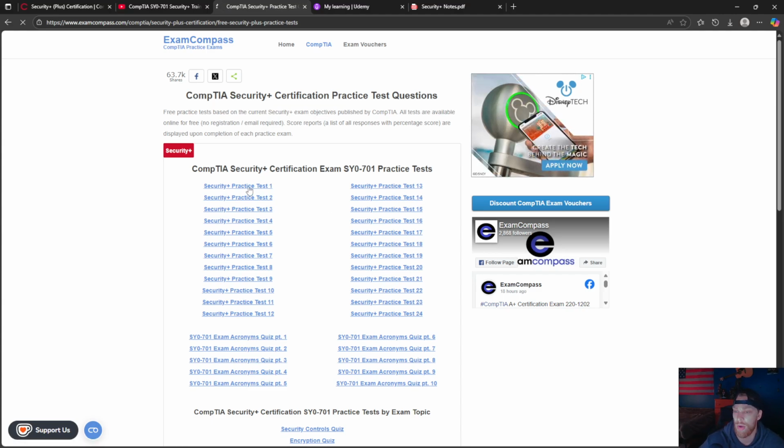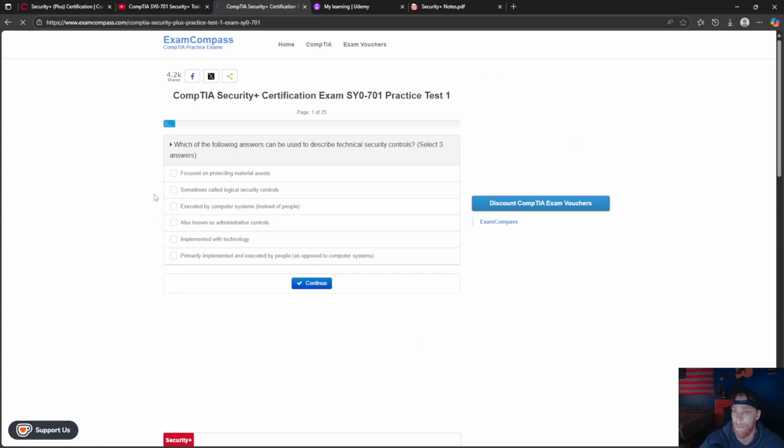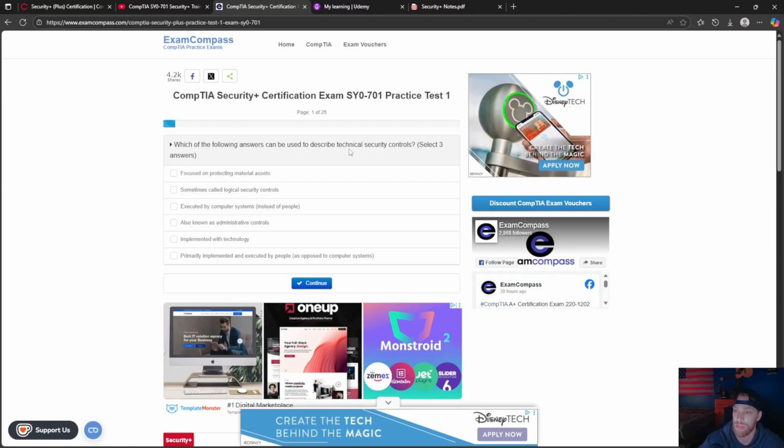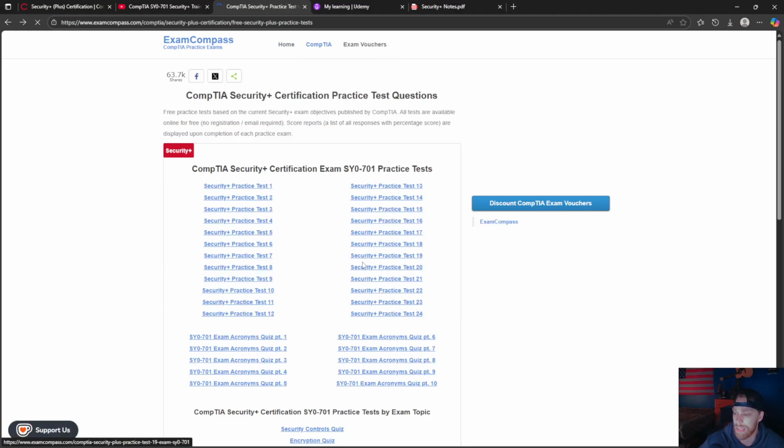These were super helpful to me. Just having these and being like, okay, which of the following answers can be used to describe technical security controls? So I select three answers. So I would select three, and then I would put this whole thing and the answer, and I would take a mental note as well as put into the notes, okay, these aren't this because of this reason. So just outlining the idea that I had.